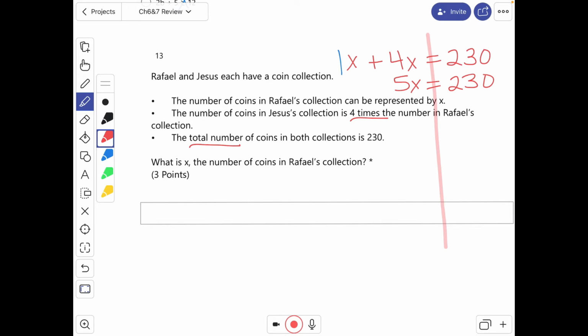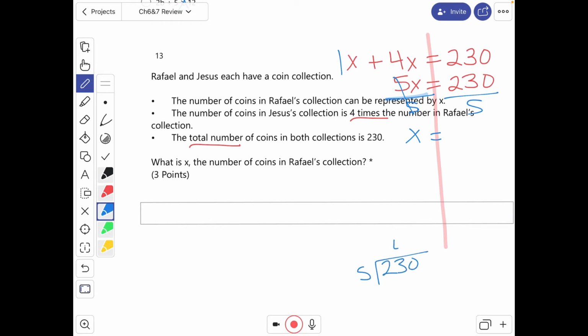And then remember, we have to get the X alone in order to solve it. So we do the opposite of multiply, because that's 5 times X. So the opposite of times 5 would be to divide by 5 on both sides. The 5's cancel. X comes straight down, equal sign straight down. And 230 divided by 5 is 46. So Raphael has 46 coins.